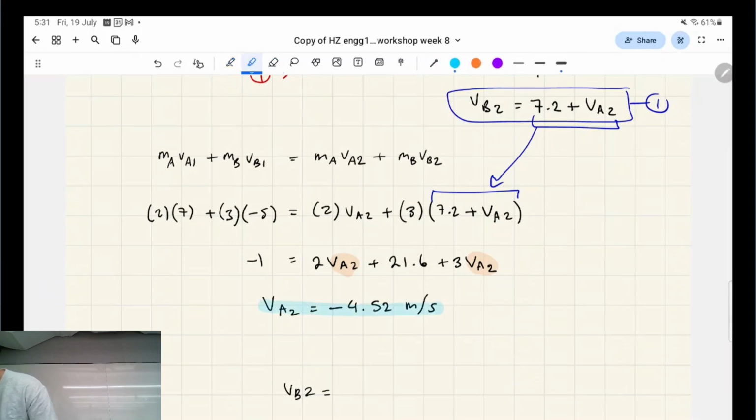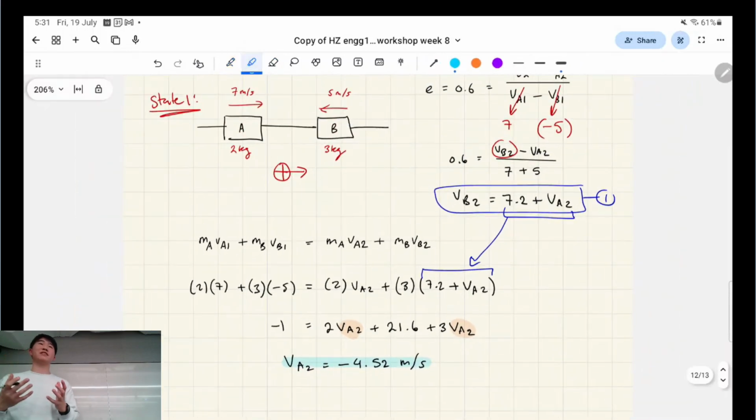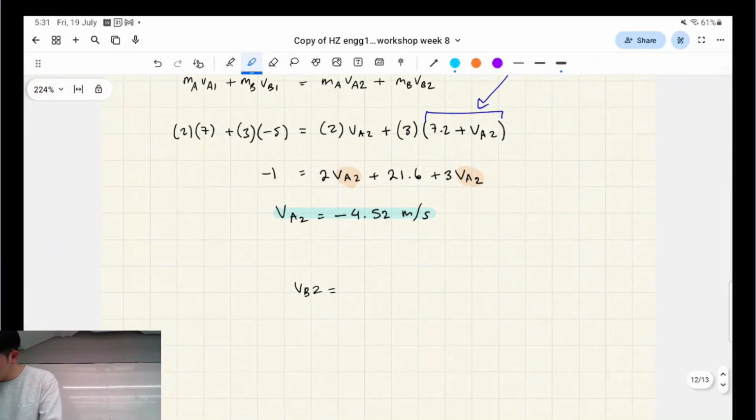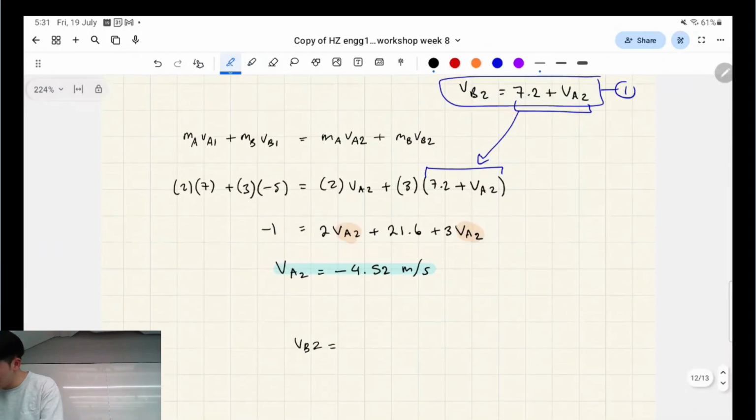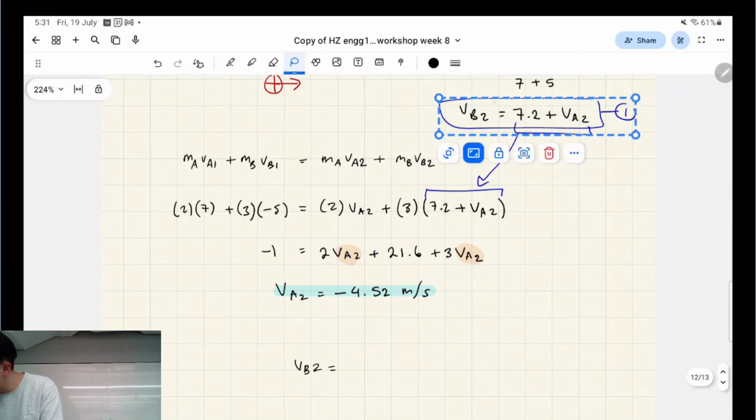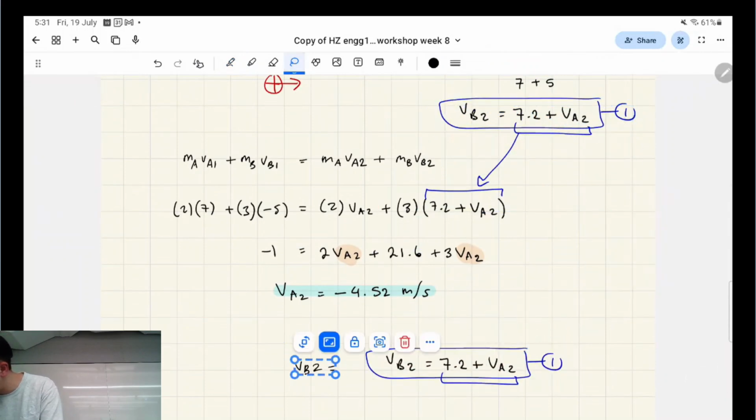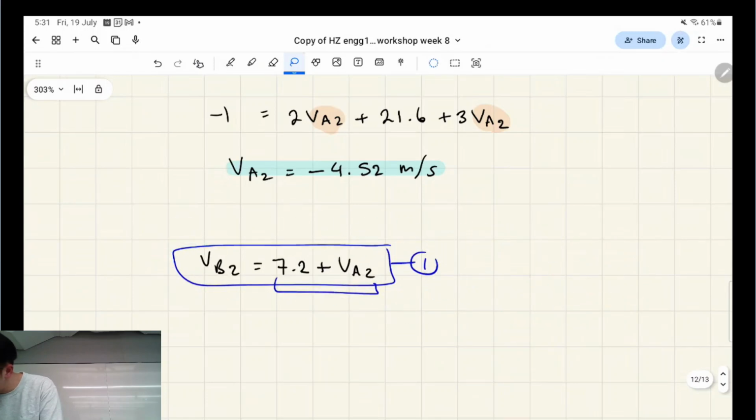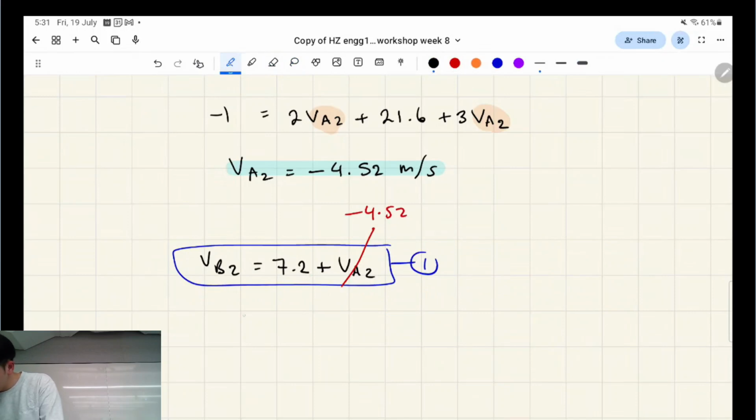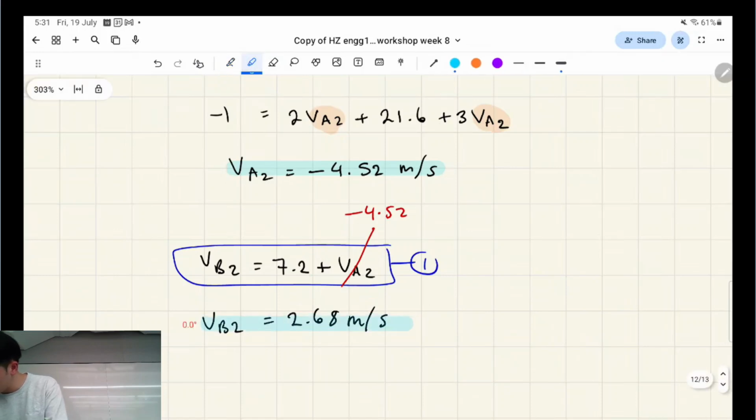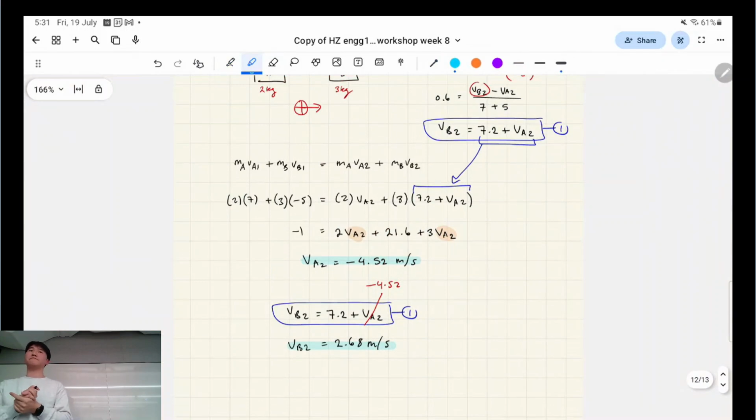You can leave it like that, but when we get a negative number, does that mean it's moving left or right? Left. Very good. Now we've got to find VB2, and the best way is to plug in our original equation for the simultaneous equations, this one, and sub in that value we found. And so VB2 is 2.68 meters per second, and that's going to the right. Cool. Okay, any questions with that? Great.